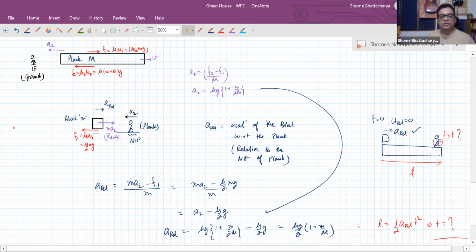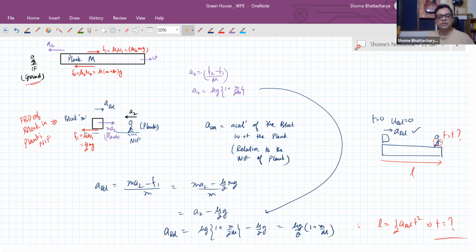Okay. This is the FBD of the block in the plank's non-inertial frame, and this is in the ground frame. Okay, very good. So this one question is a good way to learn a lot of things, and it's a good revision of various aspects like pseudo force, relative motion, friction, limiting friction, all these things.